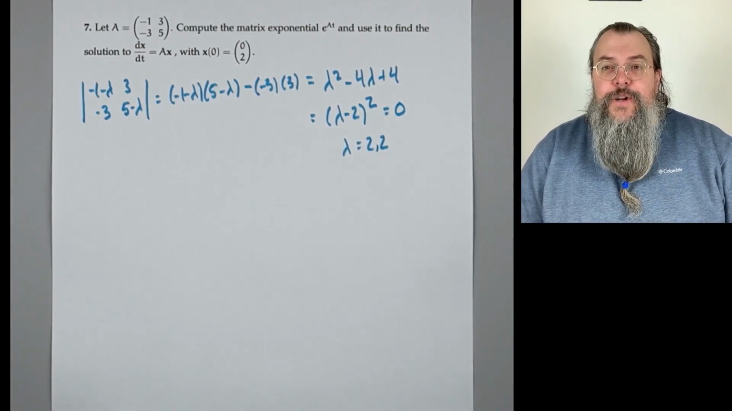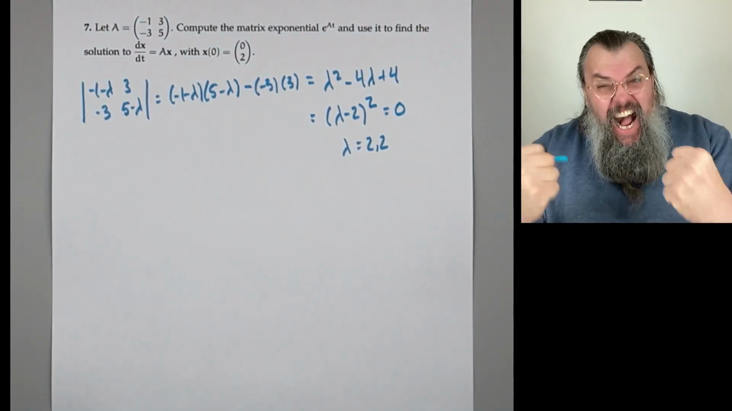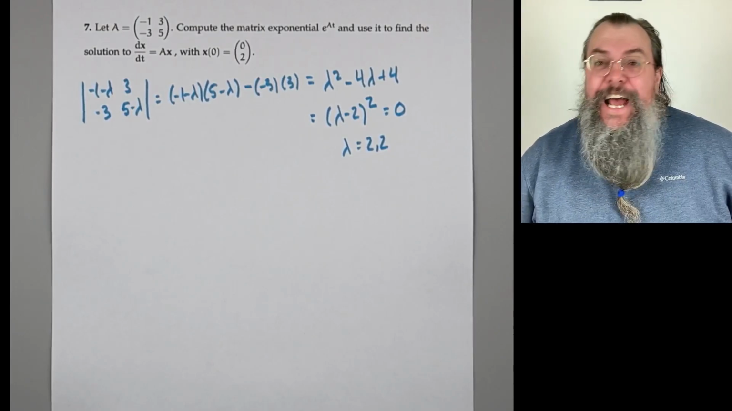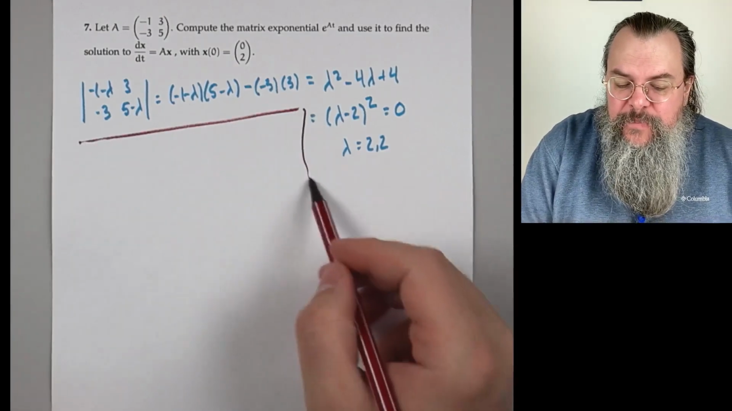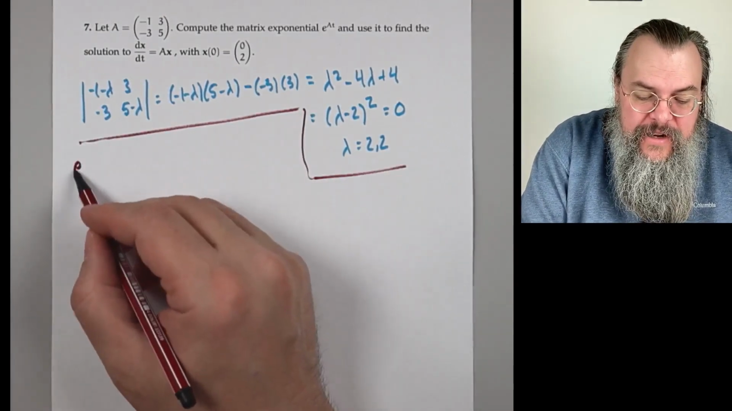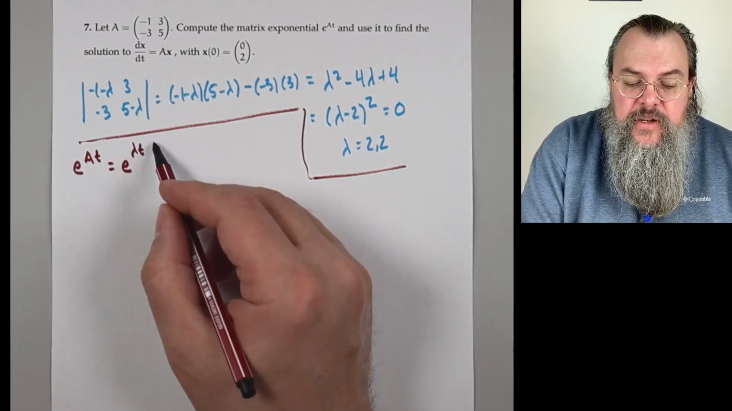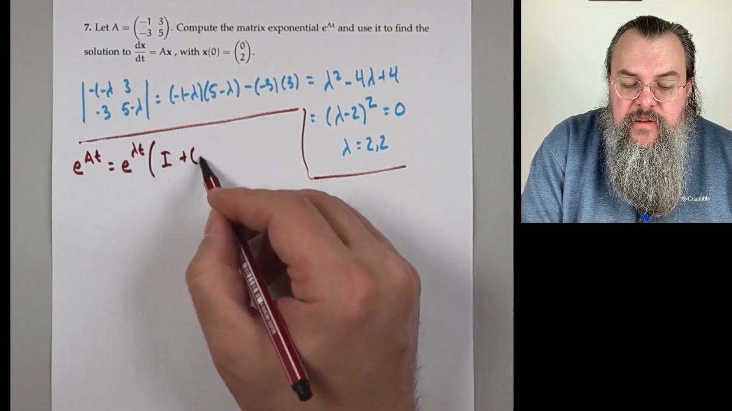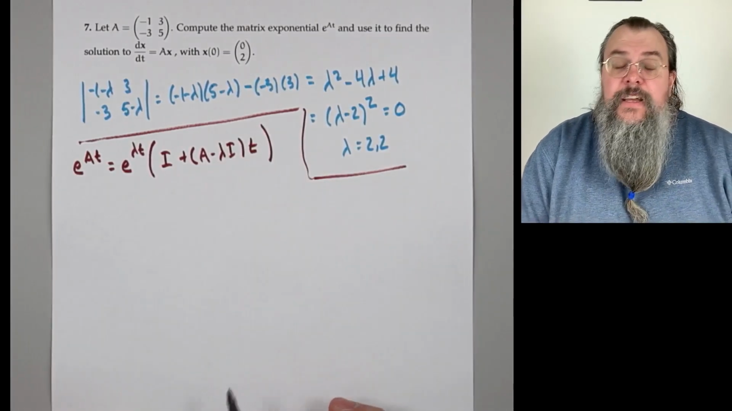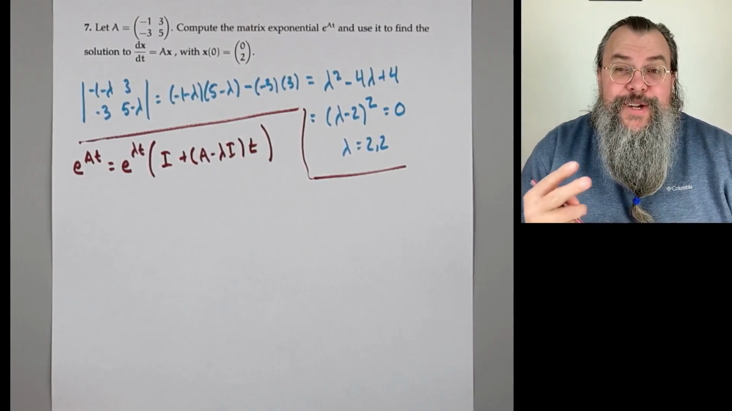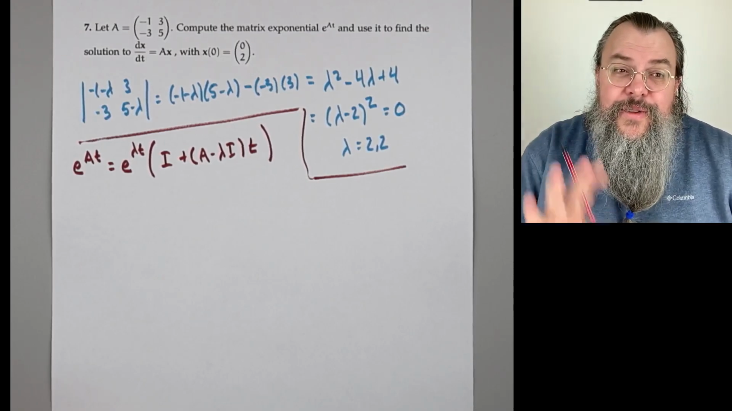And now we are like, yes, yes, because this is our happy place. We love repeated eigenvalues in 2x2s because we have this cool fact. e to the At is e to the lambda t times the identity matrix plus A minus lambda I times t. That's it. Now this is true for 2x2 repeated eigenvalues. There are similar statements for 3x3 if all eigenvalues are the same, but for us, this is what we need.